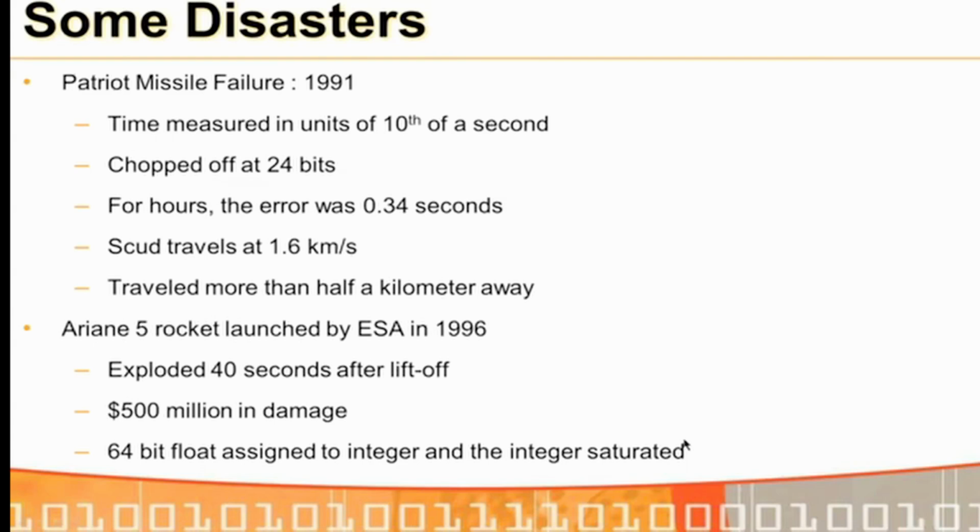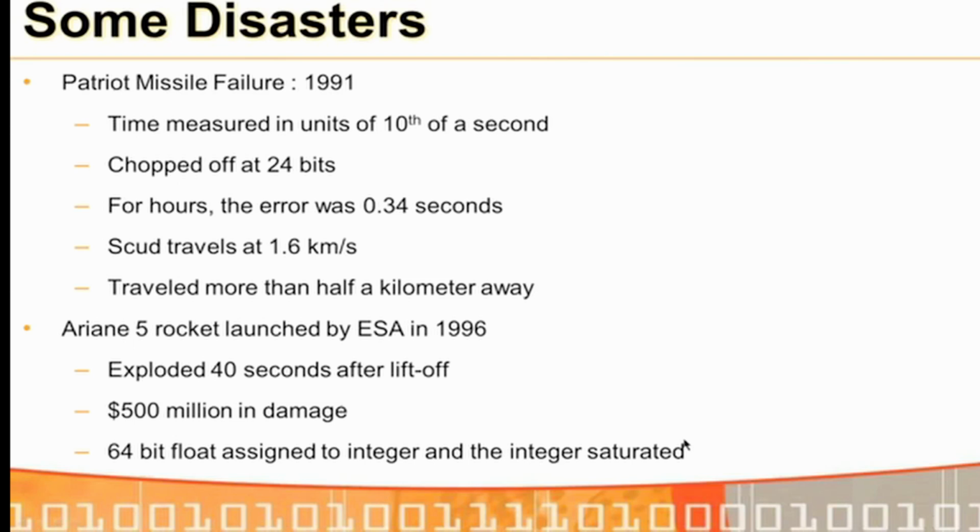Because of floating point, we had all these disasters because of these types of computations. The Patriot missile actually became unpatriotic, it failed in 1991. The time measured was in units of tenth of a second, and it got chopped off at 24 bits. So the error was 0.34 seconds, the Scud travels at 1.6 kilometers per second, so it was more than half a kilometer away. So I wanted to hit something here, it went and hit something later.